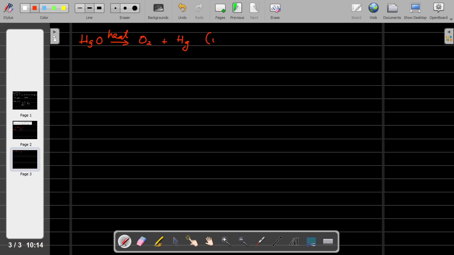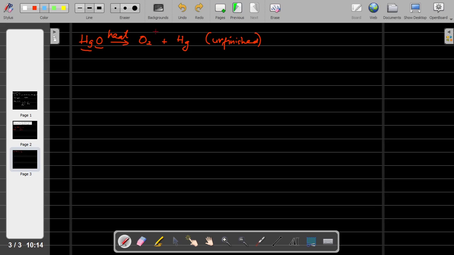Okay, so I will write down the unfinished one. This equation is unfinished and we are going to make it a finished equation. Let's take a look at the left side. We have Hg, only a single Hg, and also only a single O. Okay, so let's take a look at the right side. On the right side, we have oxygen here.